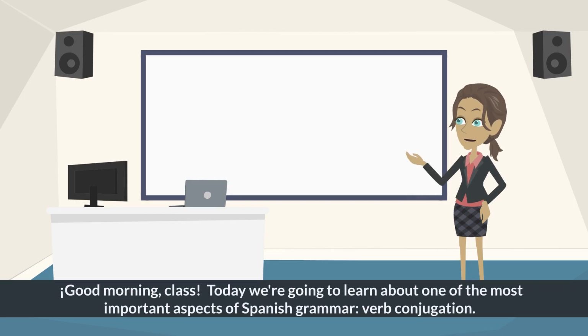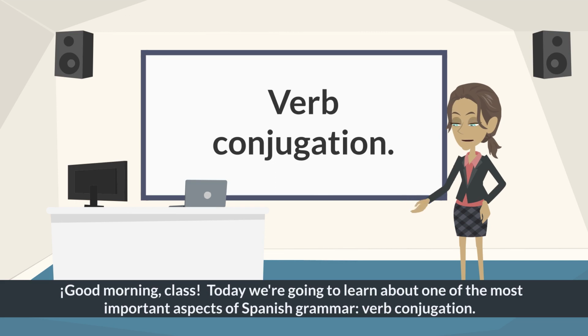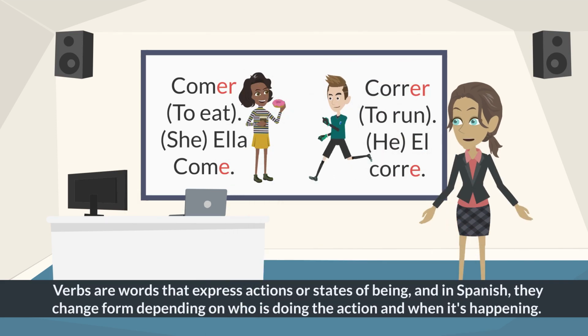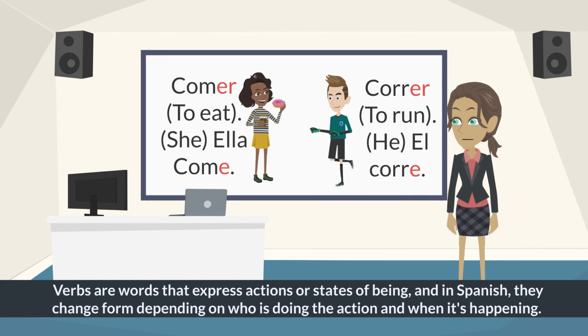Good morning, class. Today we are going to learn about one of the most important aspects of Spanish grammar: verb conjugation. Verbs are words that express actions or states of being. And in Spanish, they change form depending on who is doing the action and when it's happening.